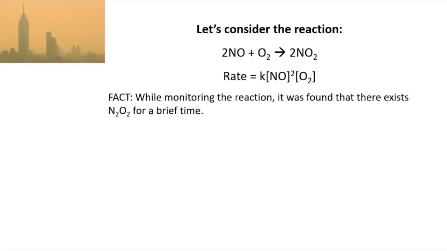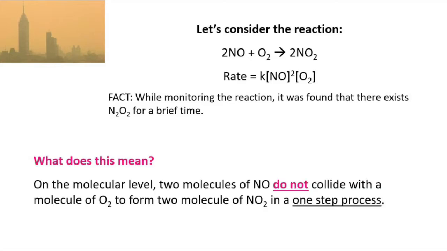Now, while studying this reaction, we found that there exists N2O2 for a brief time in the reaction mixture. What does that mean? It must mean that on the molecular level, it is not that two molecules of NO collide with a single molecule of O2 to form two molecules of NO2 in a one-step process. So it's not that you have all three of those things that collide all at once and rearrange their bonds. Instead, it means that this reaction happens in more than one step.